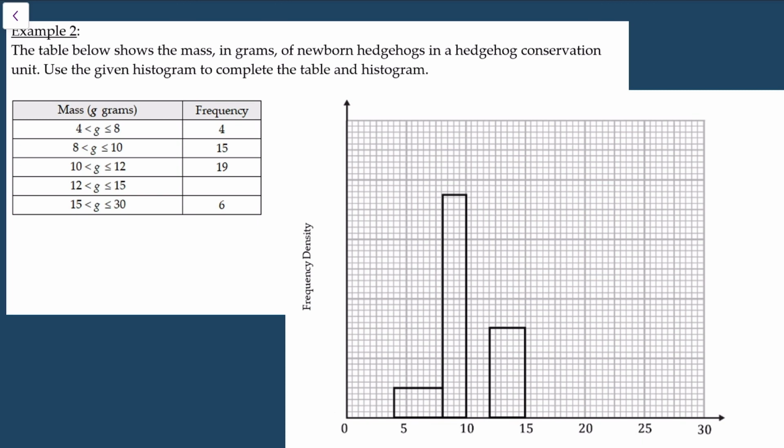Okay, so we don't have 12 to 15, that's missing.